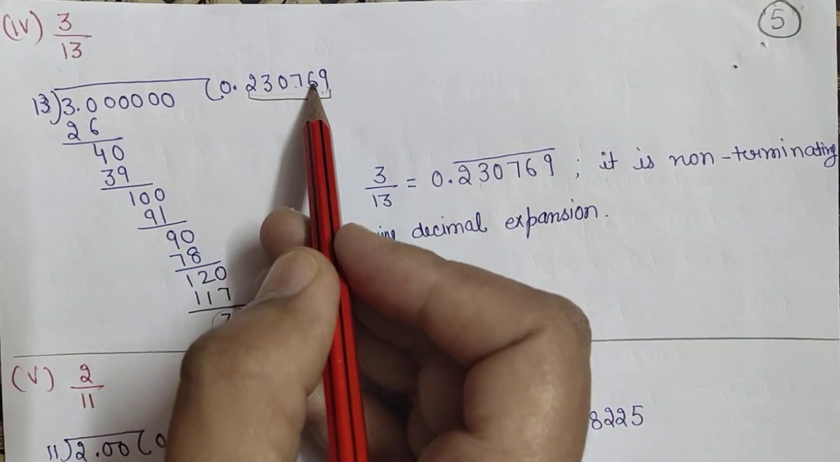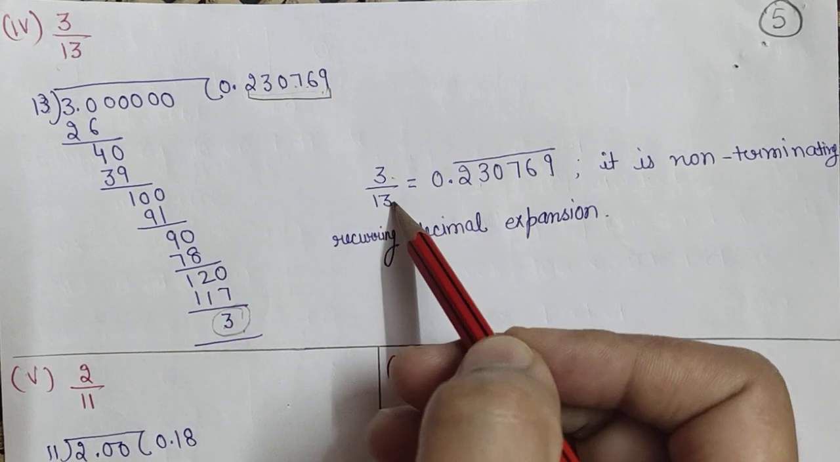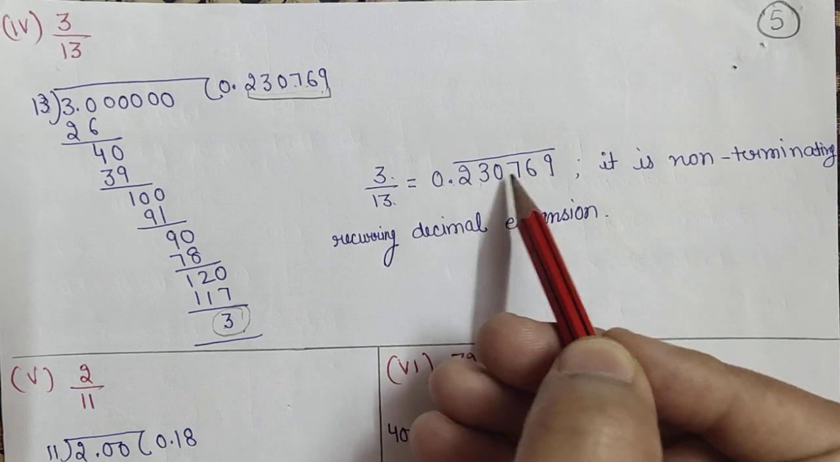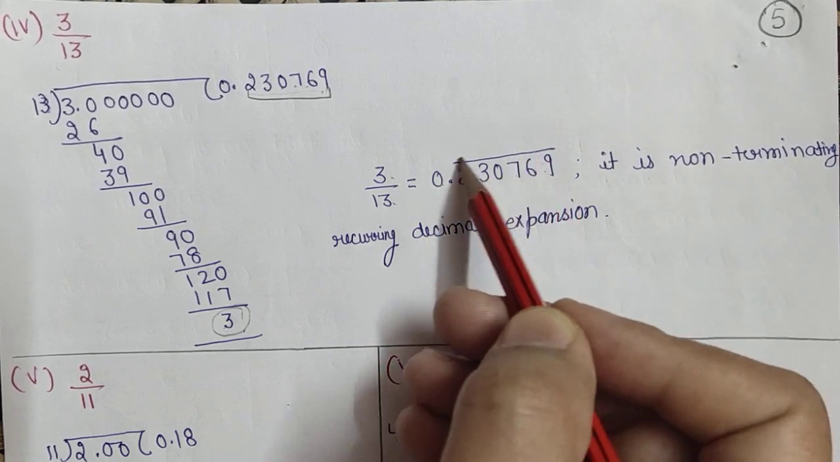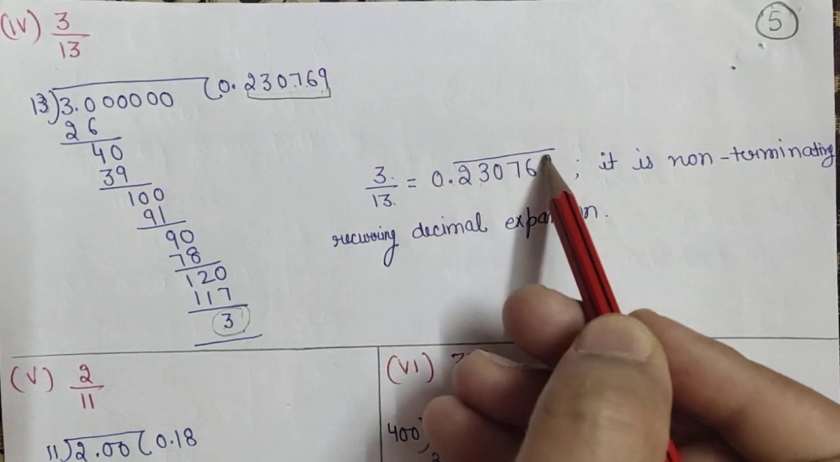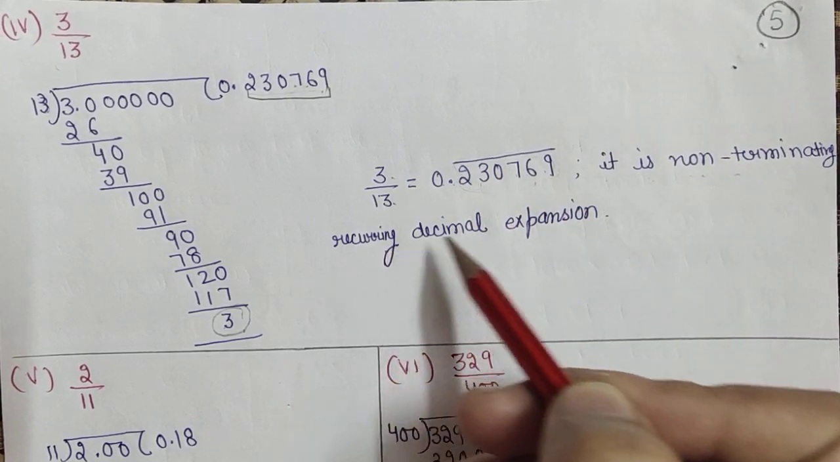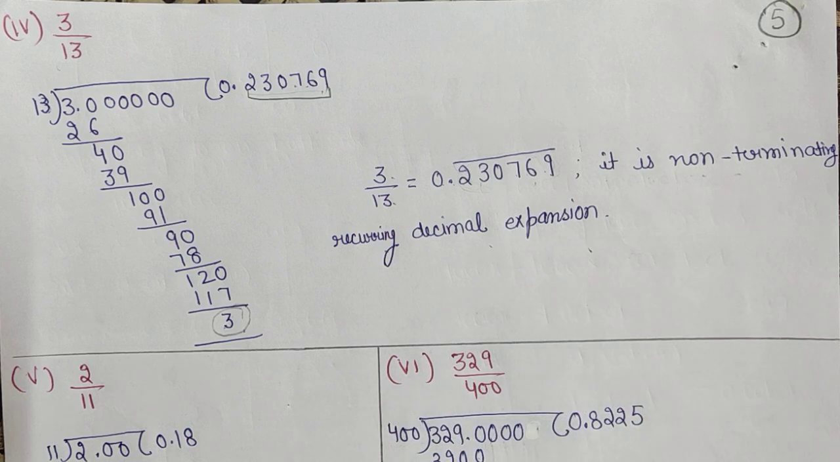2 3 0 7 6 9, 3 upon 13 is equal to 0.323076 bar, because these 6 numbers will repeat again. So it is a non-terminating recurring decimal expansion.